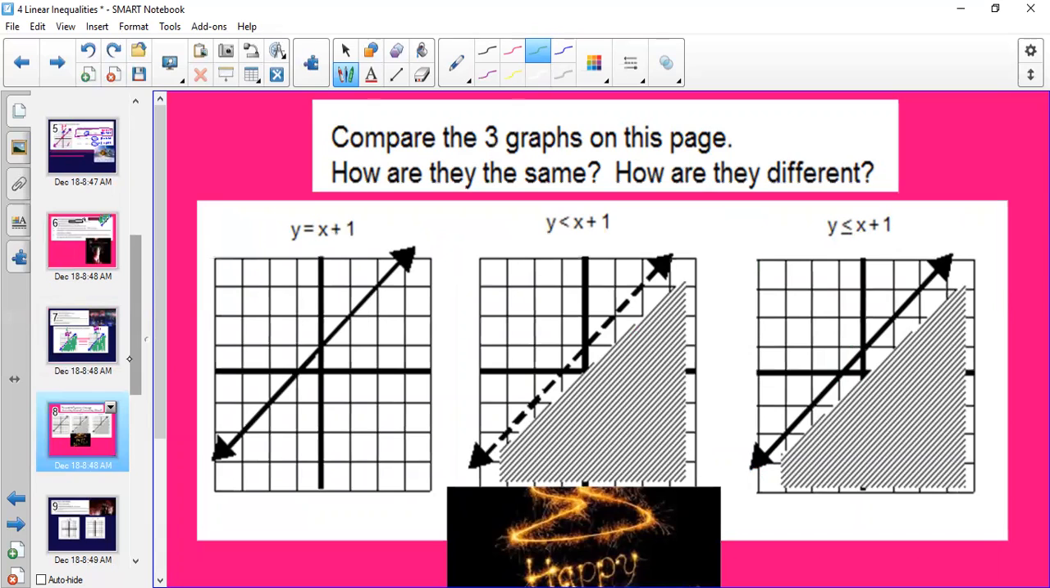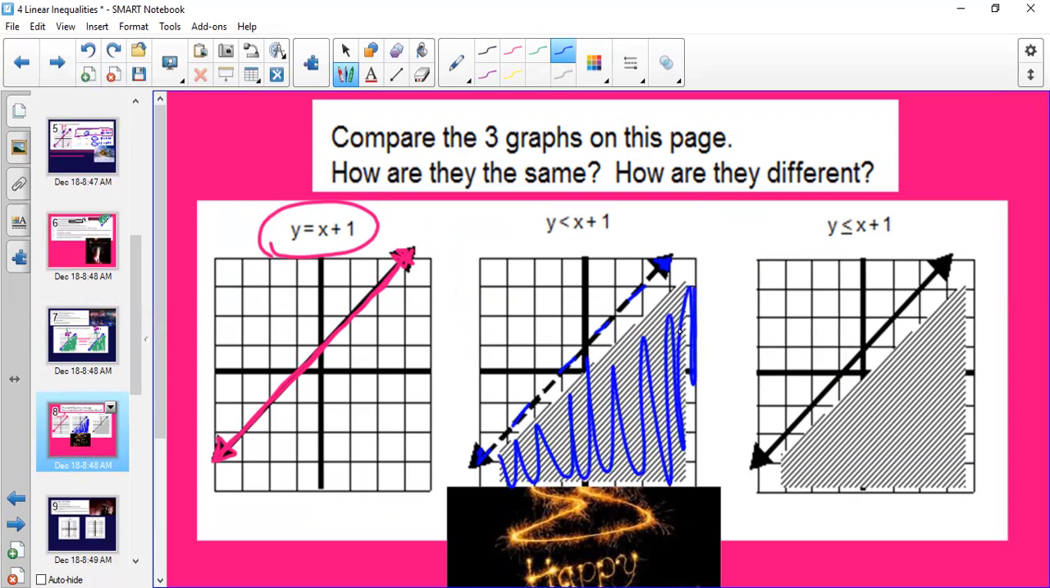Okay, so you can see the 3 different graphs that we did. We started off with y equals x plus 1. That was a solid line. The only actual solutions are the points that are directly on this line. In this graph, the line is not part of our solutions. The only solutions to this inequality are the ones shaded below.